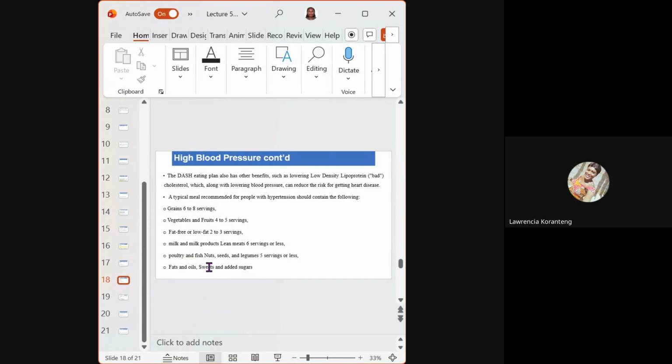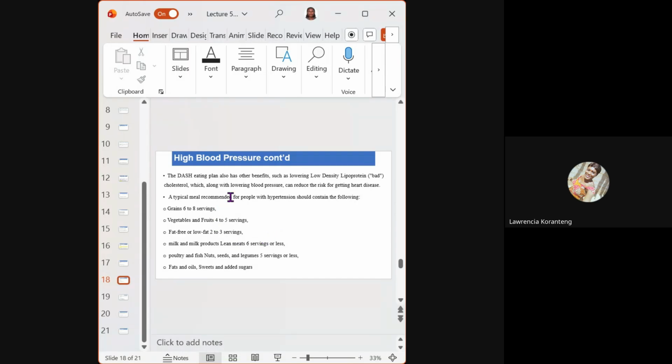So what is in the DASH diet? This is what you should know. The DASH eating diet has benefits such as reducing low density lipoprotein, that is the bad cholesterol, and so we should rather eat foods that contain high density lipoprotein. Don't confuse the fact that it says low density lipoprotein to mean it is good. Here it is the opposite. Low density lipoprotein is bad cholesterol, so the DASH diet says we should reduce it.